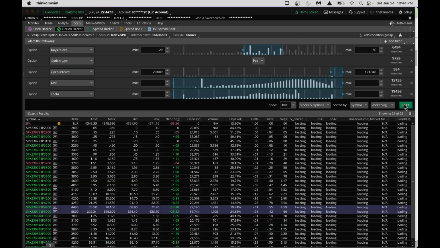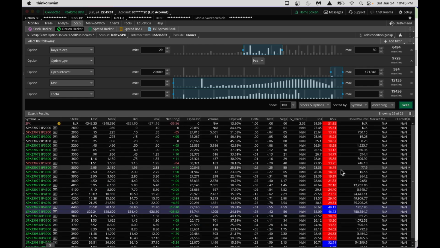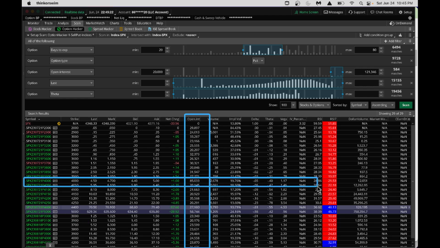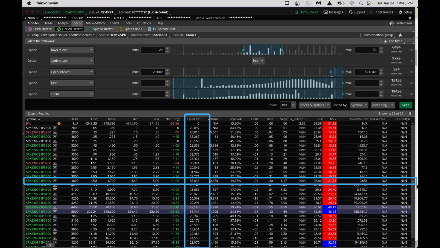Let's go in and scan here. Look, we've got a lot of options, so you've got to pay attention mainly to open interest. Okay, we've got open interest right here, and look at the highest open interest. As you scan through here, we've got 4,000. It looks like a good level. There's a lot of open interest at 4,000, as you can see here.